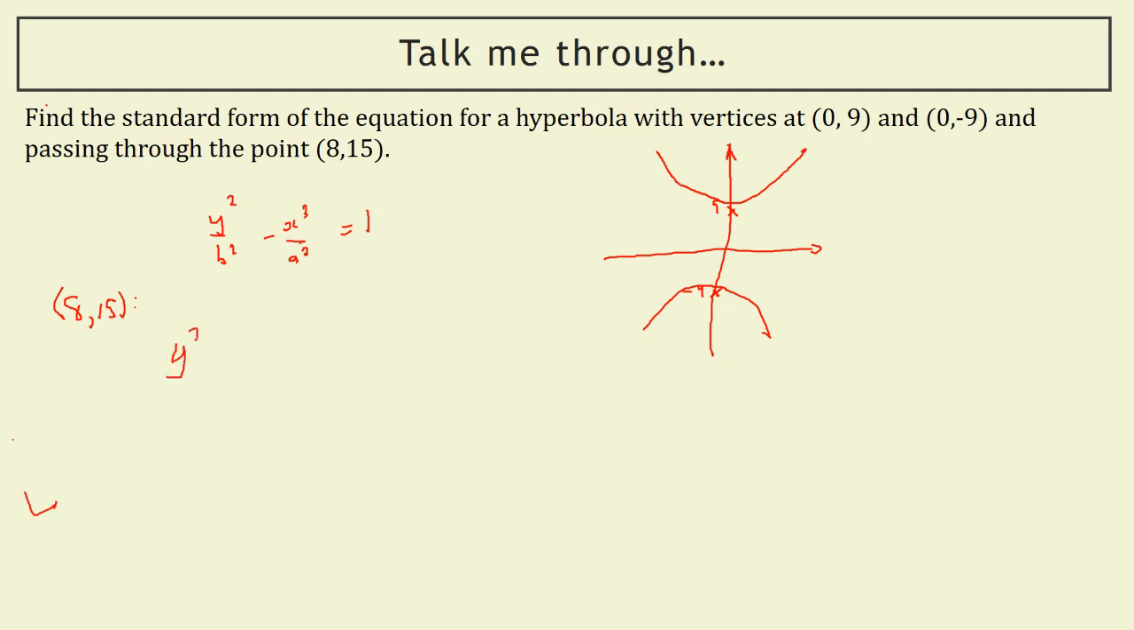So we know that y squared over 81 minus x squared over a squared is 1. And then it's a question really like the cheese. It's a different type of curve, but it's really just like the cheese. We've got the point, which we're given this time. So we've got y squared, so that's 15 squared, that's 225, over 81 minus 64 over a squared is 1.